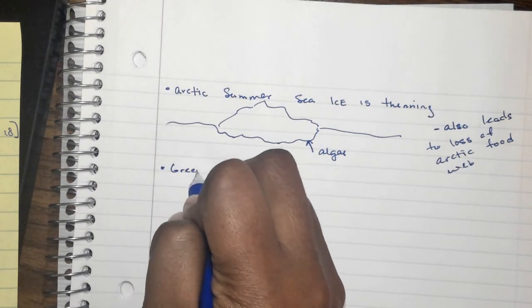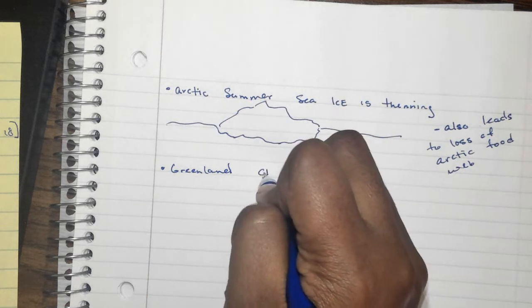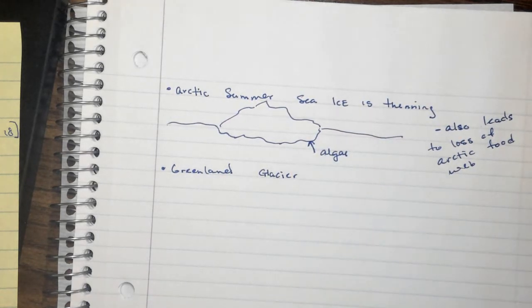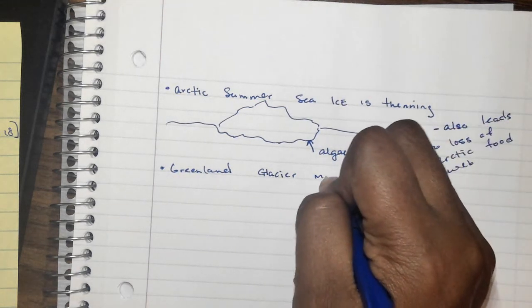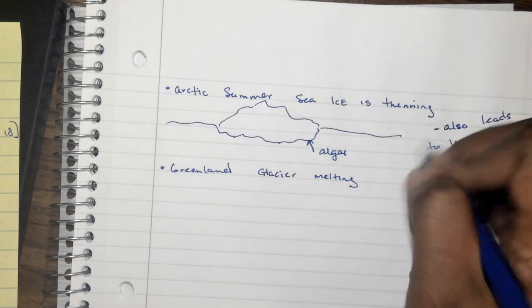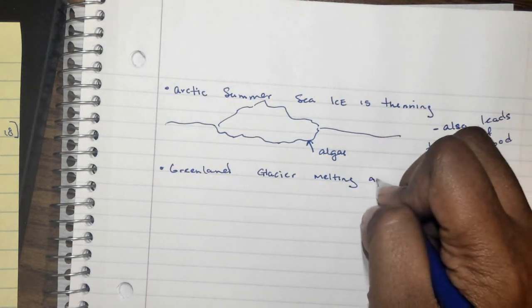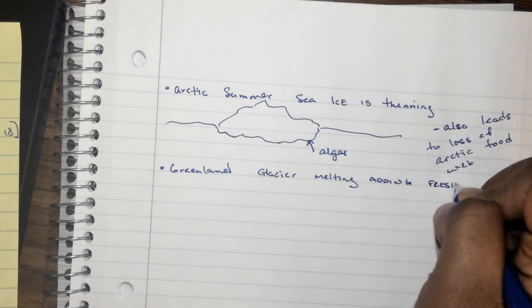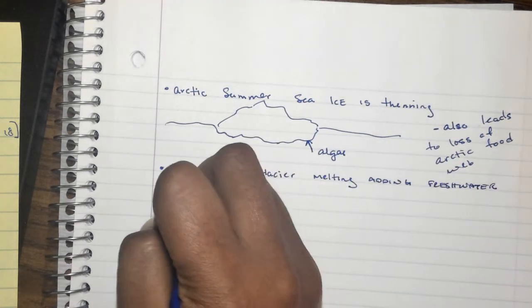We know that the Greenland, write this down, very important. The Greenland glacier, which, Greenland is honestly just one big glacier, is melting. And that melt is adding fresh water to the sea.